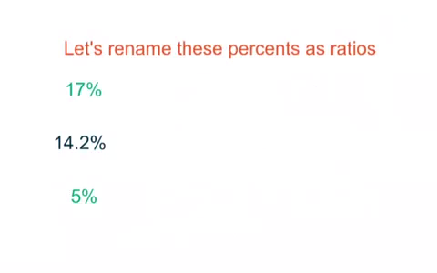So we have 17%, so we're going to put 17 over 100. Okay, whenever you're renaming a percent as a fraction or a ratio, you're going to want to put it in simplest form. 17 over 100 is in simplest form, so that's our final answer there.